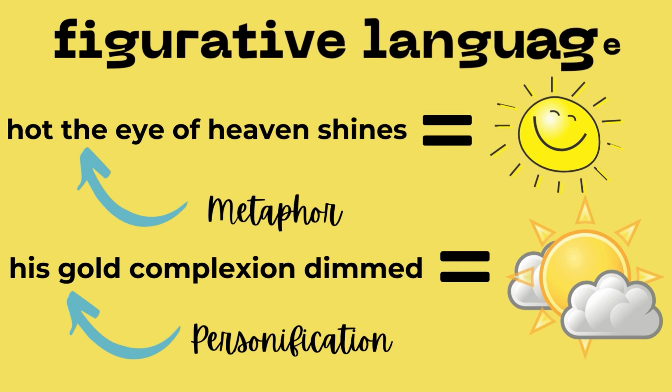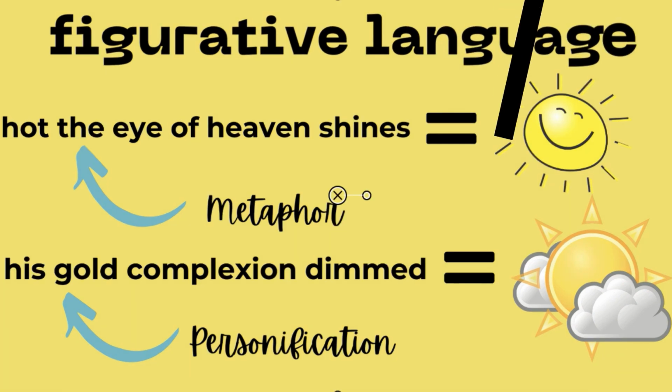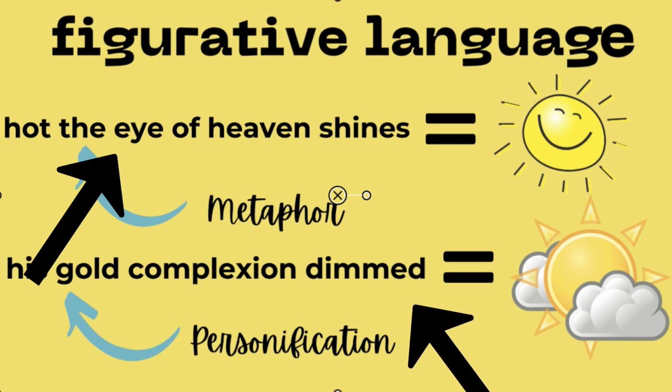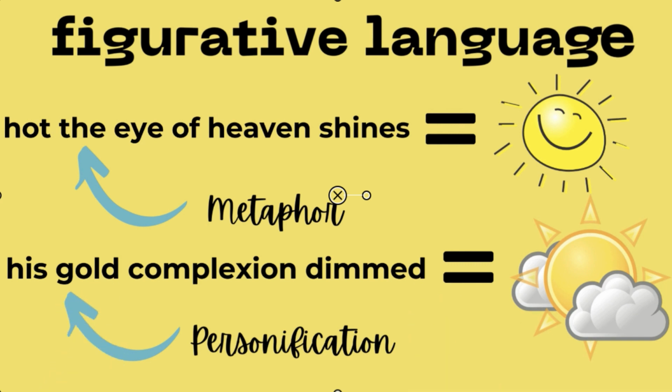So this is what we call figurative language. The eye of heaven is a metaphor for the sun. His gold complexion dimmed is use of what we call personification. Personification is when we give human characteristics to something that is not human. So here, Shakespeare has used personification to show that even though the sun shines brightly in summer, sometimes it's surrounded by clouds, and that those clouds prevent the sun from shining as brightly as it could.